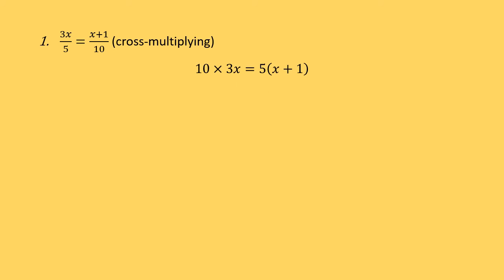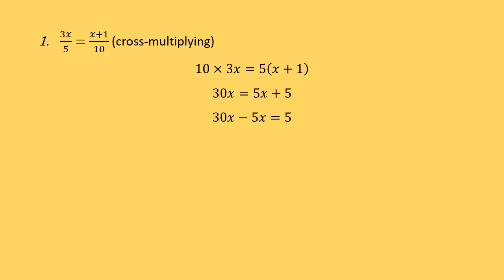Let's see the same example by using cross multiplying. The way to do the cross multiply is like this. It means the top of one fraction gets multiplied by the bottom of the other one and vice versa. So 10 times 3x equals 5 within brackets x plus 1. 30x equals 5x plus 5.